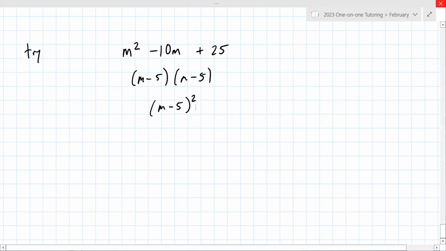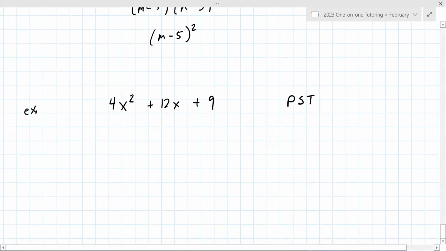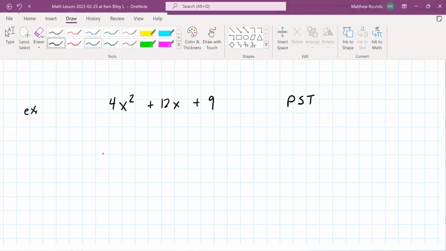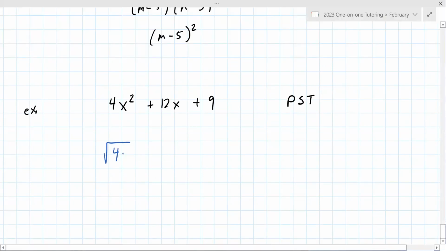All right, and just the moment you feel like, hey, I've got it, this is no big deal, I give you a new type of problem. So let's look at 4x squared plus 12x plus 9. And this is also a perfect square trinomial. So this one's a little bit different. You have to actually take the square root of two things. You have to take the square root of 4x squared, or you can think of it as just the square root of 4. And then you have to take the square root of 9. Okay, so this one's a little bit more involved.